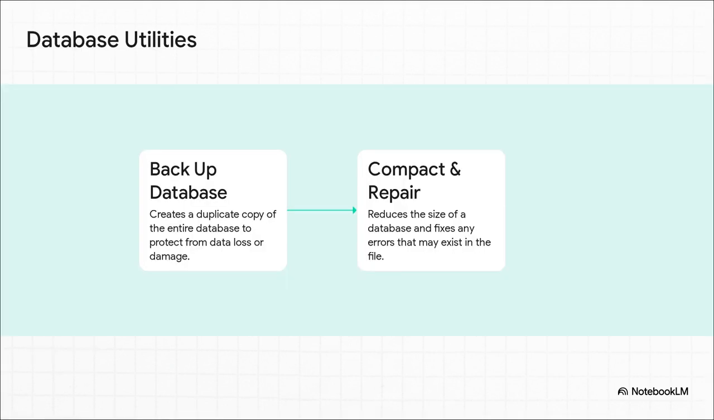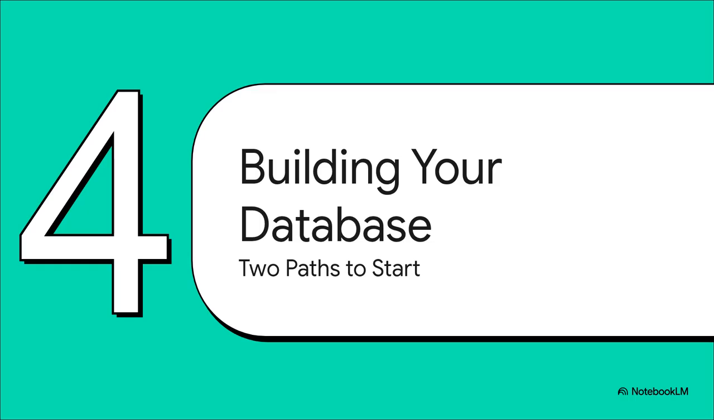And last up, a little bit of digital housekeeping. Just like a car, you got to maintain your database to keep it running smoothly. There are two really important things to do. First, back it up. All the time. Make a safe copy so if anything ever goes wrong, you don't lose everything. And second, you'll want to run something called compact and repair. It's like a tune-up. It cleans out junk, makes the file smaller, and fixes any little glitches that might be hiding in there. So you get the ideas, you know the tools.